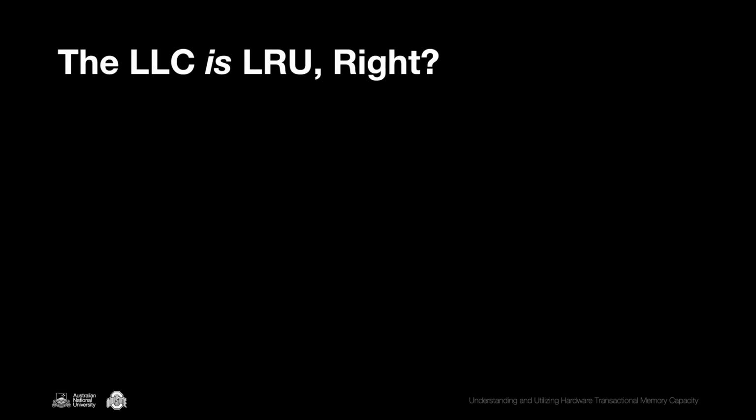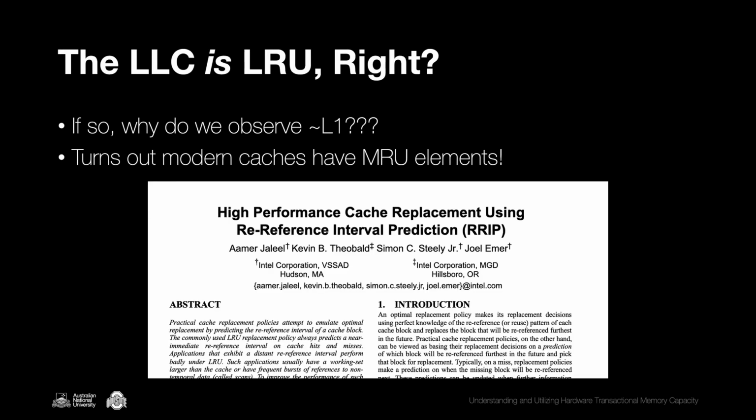The L1 replacement policy is LRU, right? But if so, L1 size capacity is impossible. But what if I tell you that L1 is MRU? That is, most recently used lines get evicted. No way, right? Wouldn't this result in terrible performance? Turns out, modern caches do have elements of MRU, and there's good reason for that. It is to mitigate cache thrashing from streaming workloads, where it doesn't make sense to keep those cache lines around because they will never be used again.